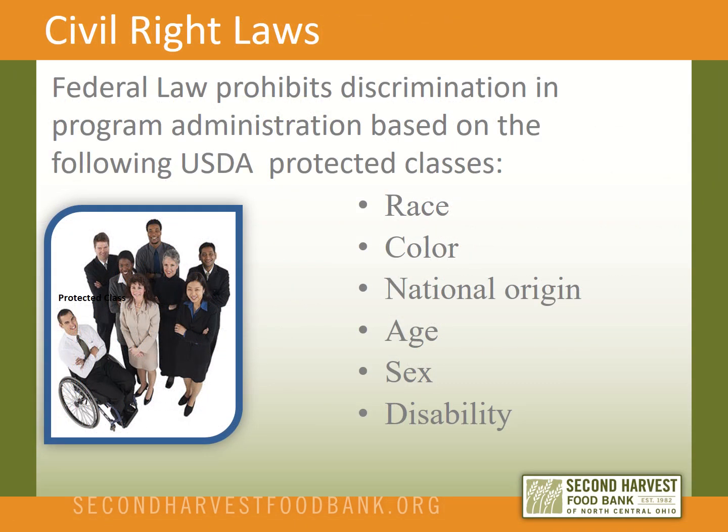Now you might be wondering, who exactly is covered under civil rights? Each federal program has its own list of federally protected classes for that specific federal program. Under USDA, through TEFAP and CSFP, these are the 6 protected classes under those programs: race, color, national origin, age, sex, and disability. Again, these are the federally protected classes through TEFAP and CSFP only.